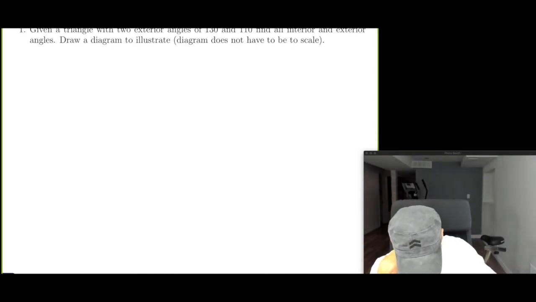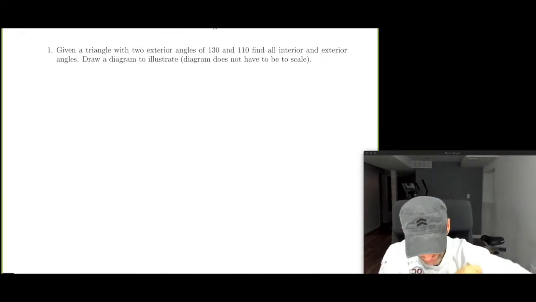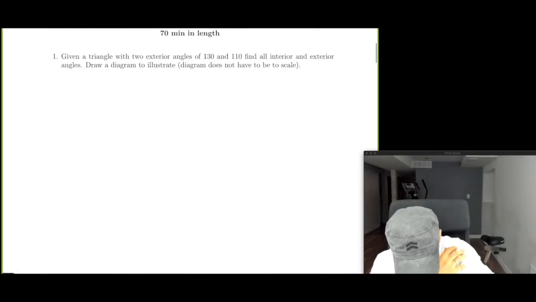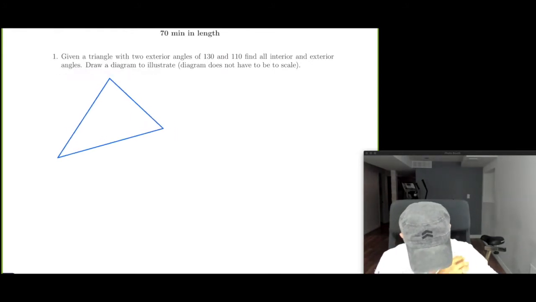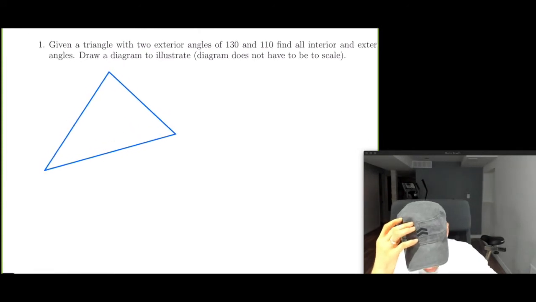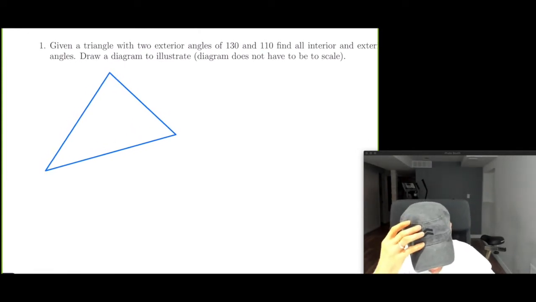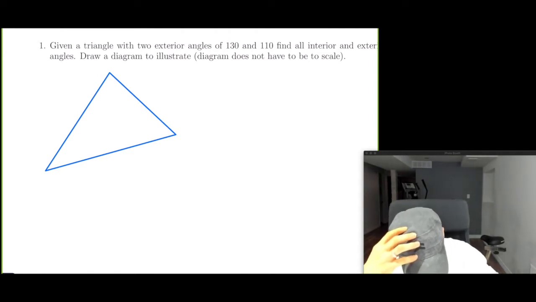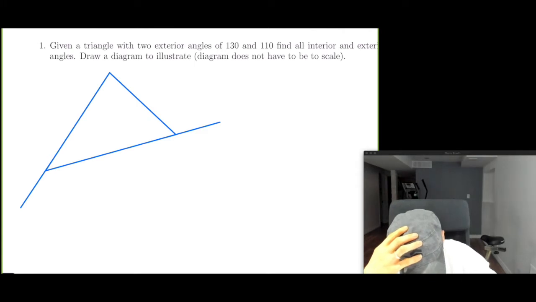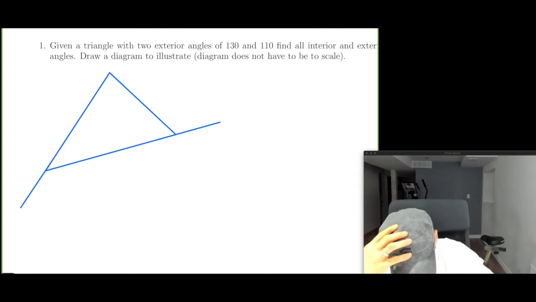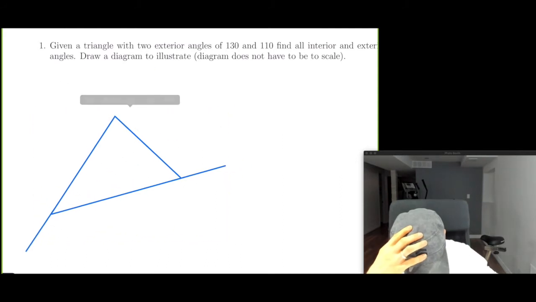So I'm going to draw a basic triangle here for us. Let me make it a little bit funky. Now, it says exterior angles. Remember, I'm going to extend all of these sides just so that we can see the exterior angles. Actually, let me hold on a second and shift this down.